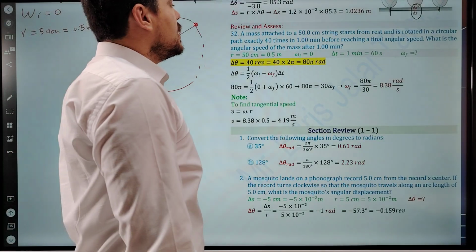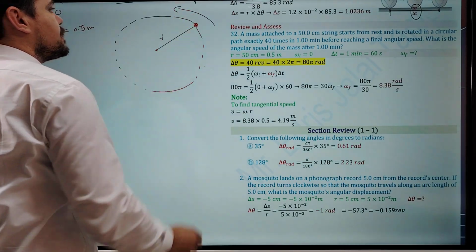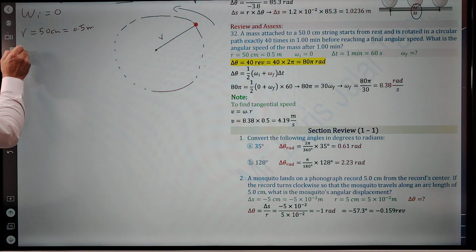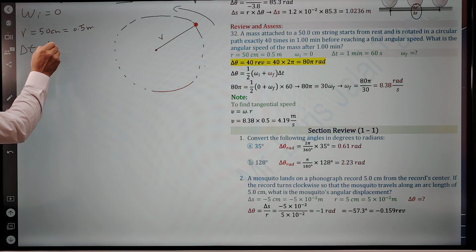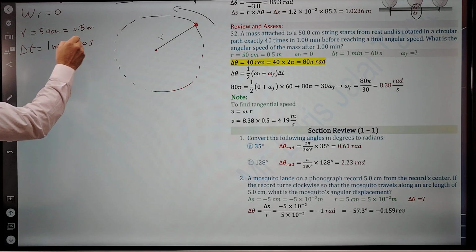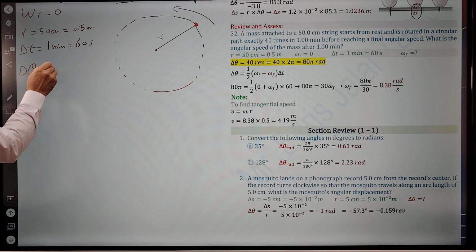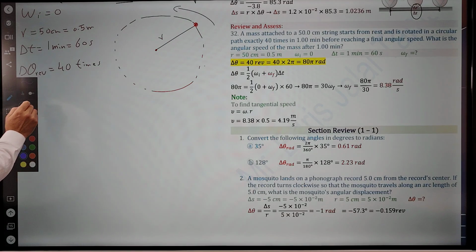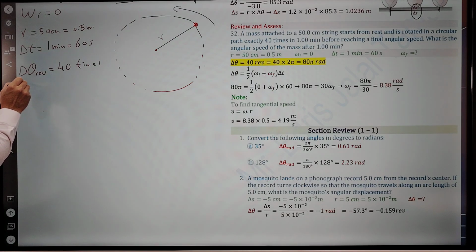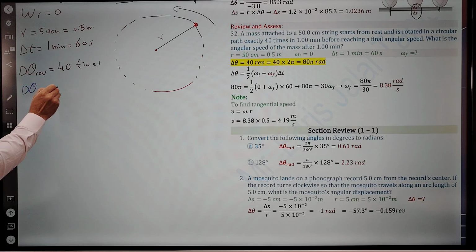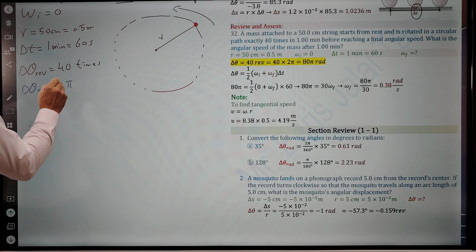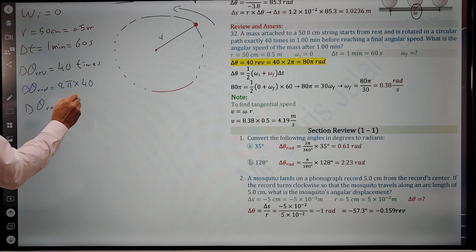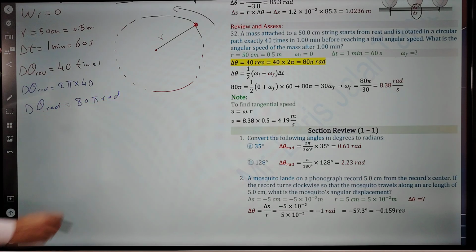It is rotating in a circular path exactly 40 times in 1 minute. The time is given as 1 minute, which is equal to 60 seconds. Theta in revolutions is given as 40. We have to convert this theta from rev to rad. Theta in rad is equal to 2 pi times 40, which is equal to 80 pi rad.